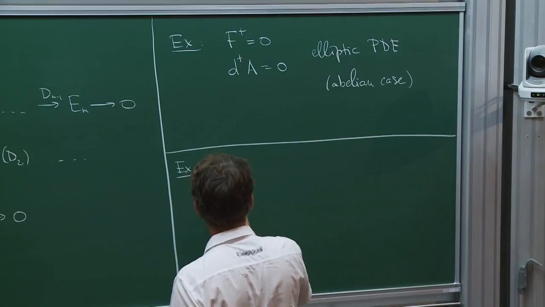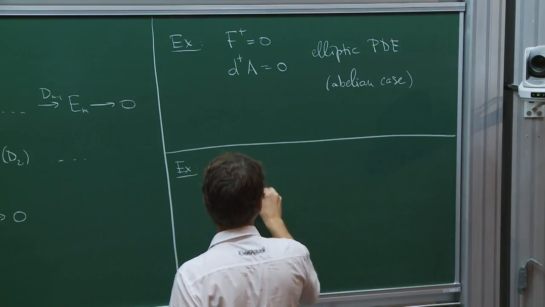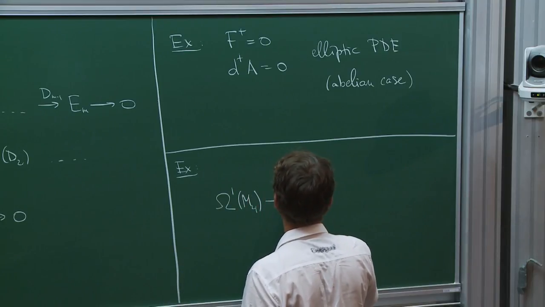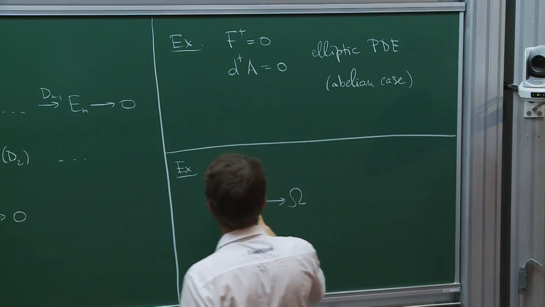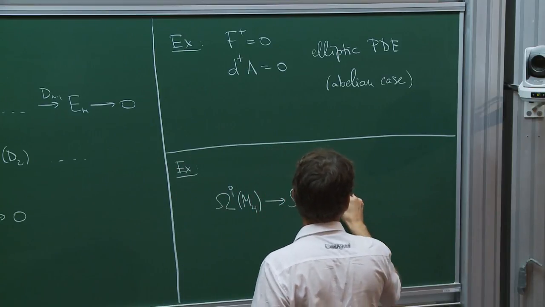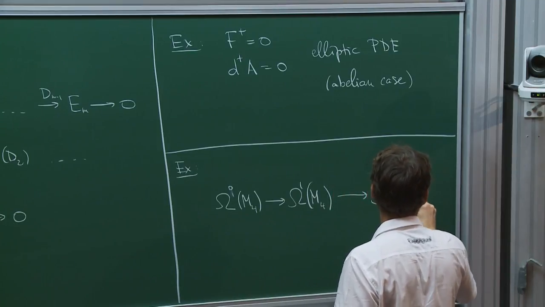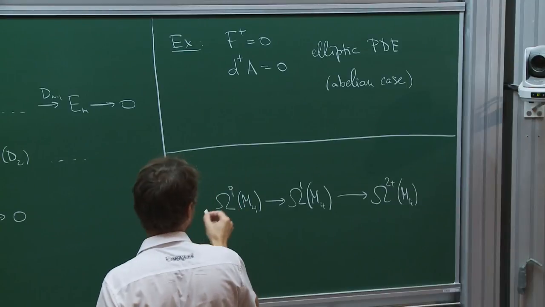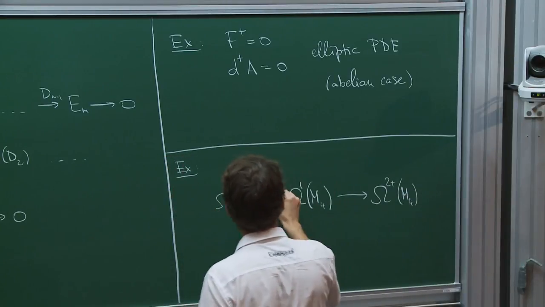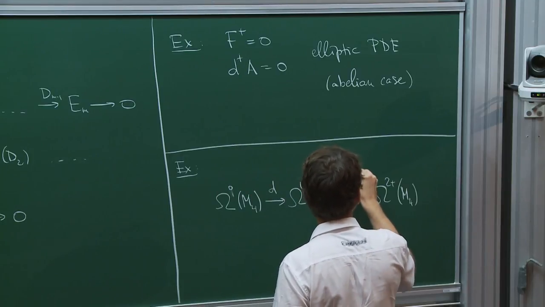This is a bit more complicated, but still it's linear algebra. So I have a one form on a manifold. Then I have zero form, one form, and then self-dual two forms. Again, when I'm writing a complex, I can always put zeros at the ends. So here it goes by d de Rham, and this goes by d plus.